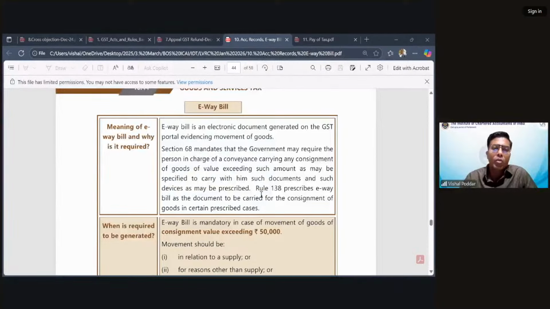Now, in order that you maintain the details, two things are there. First, whenever you start the movement, you have to report the details of the goods and the movement on the e-way bill portal, which is a separate portal. So one, you have the GST portal, one you have the IRP portal for e-invoicing, and this is the third portal for e-way bill. Now on this portal, you will be generating an e-way bill, which will be generated by the portal after you fill in all the details.